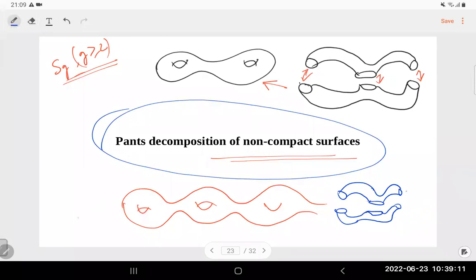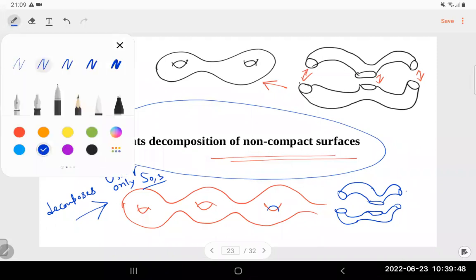Anyway, so what's my claim? The claim is that you can decompose using only S_{0,3}, a pair of pants. But why is it possible? It is possible just because this surface, I mean the Loch Ness monster surface, has exactly one end, and the end is accumulated by handles. But if your end is not accumulated by handles, then you can't decompose into pairs of pants.